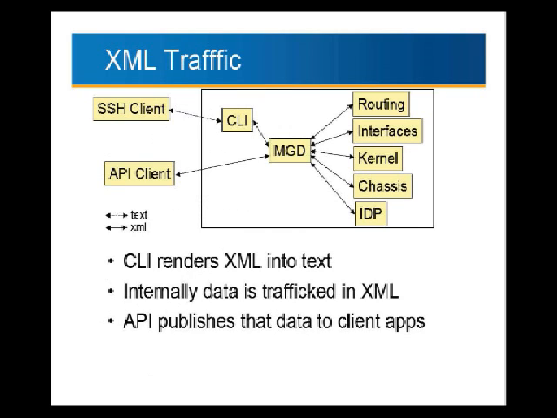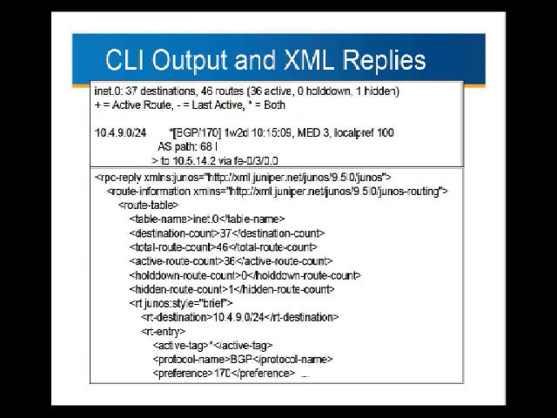Once the RPC gets onto the box, the on-box software passes it around inside the box. It's given to the appropriate system subcomponent. The system subcomponent generates XML data back to MGD. MGD either passes that to the CLI user where it's rendered into text, or it passes it back directly to the API client. So the big win is that the data you're getting is the data that we're using internally.